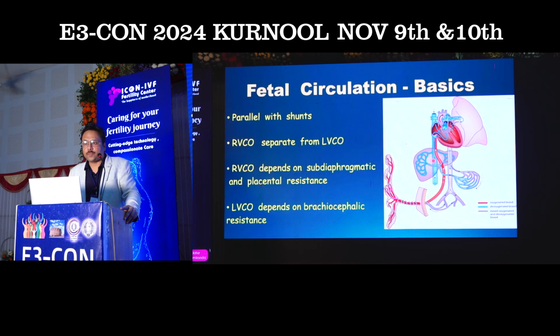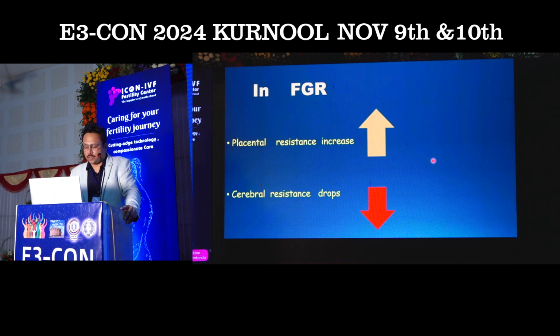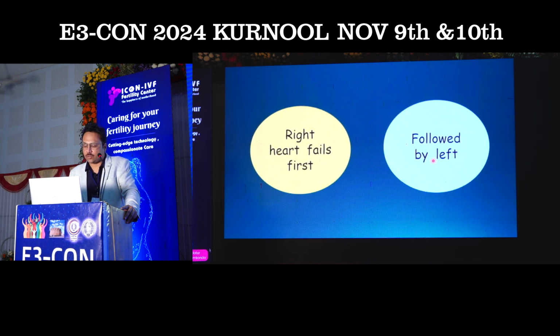So you should know something about fetal circulation. It runs parallel with 3 shunts. Right ventricle output is separate from left ventricle output. Right ventricle output depends on subdiaphragmatic vessels and placental resistance, while left ventricle output depends on resistance in brachiocephalic vessels, head neck vessels. So in FGR, what happens? Placental resistance increases and cerebral resistance drops, so right heart fails first, followed by left heart.